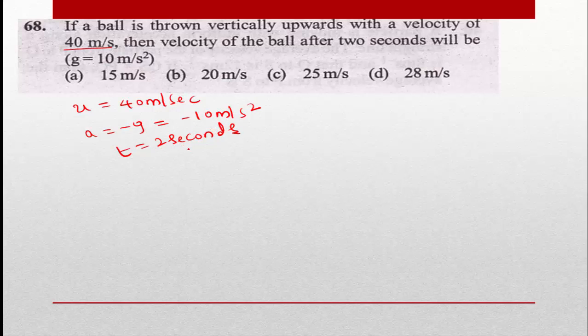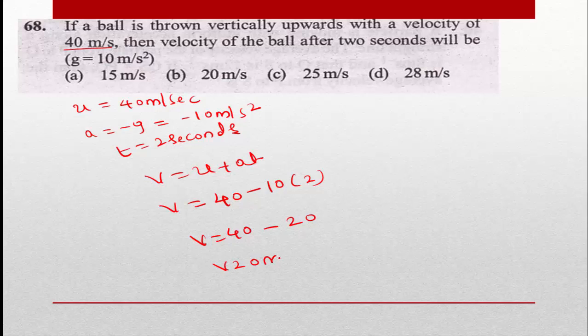The velocity of the ball after 2 seconds is v equal to u plus at. Initial velocity is 40, plus a equal to minus g, where g value is 10, into t value 2. After 2 seconds, v equal to 40 minus 10 into 2, which is 20. 40 minus 20 is 20 meter per second. v equal to 20 meter per second. Option B is the right answer.